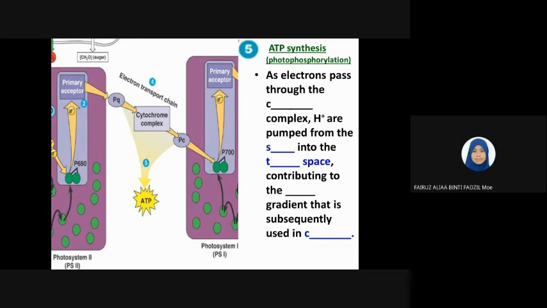Okay, as electrons pass through the cytochrome complex, protons are pumped from the stroma into the thylakoid space, contributing to the proton gradient that is subsequently used in chemiosmosis.